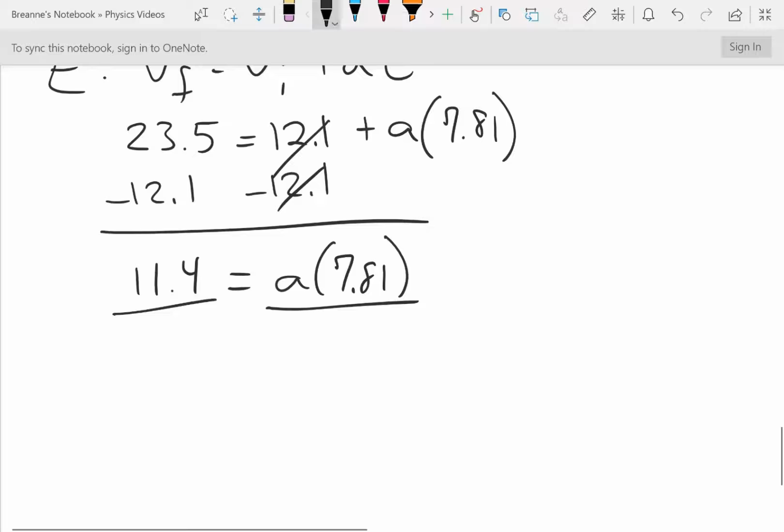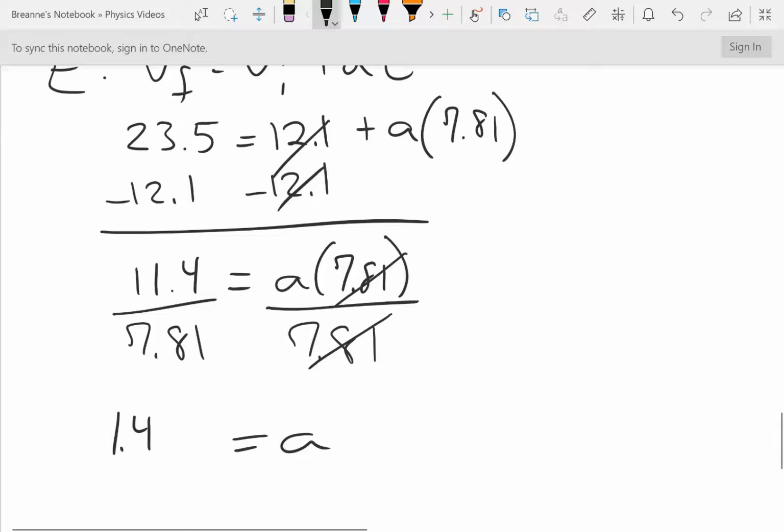We want the acceleration by itself. They're being multiplied. The opposite of multiply is divide. What you do to one side, you got to do the other. So your acceleration will equal 11.4 divided by 7.81. And you plug that into your handy dandy calculator, and you get 1.459. That rounds up to 1.46. That is meters per second squared.